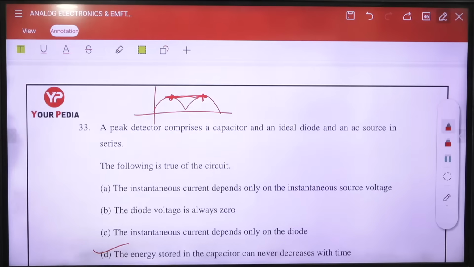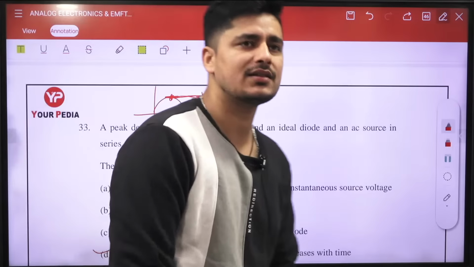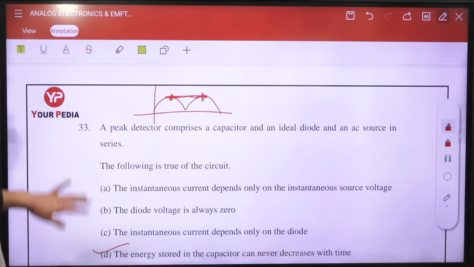The instantaneous current depends only on instantaneous source voltage. That is not the answer here. The answer is D for this question.